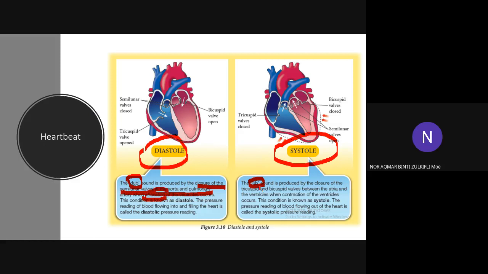Okay, but the lub sound is produced by the closure of the tricuspid and bicuspid valve between the atria and the ventricles when contractions of the ventricle occur. Okay, so simple word here, diastole produces the dub sound when relaxed. Systole produces the lub sound because of the contraction.